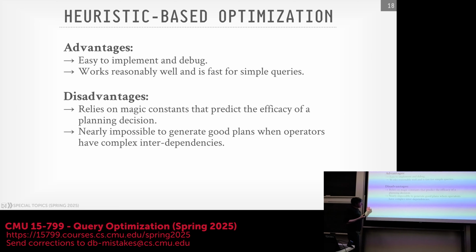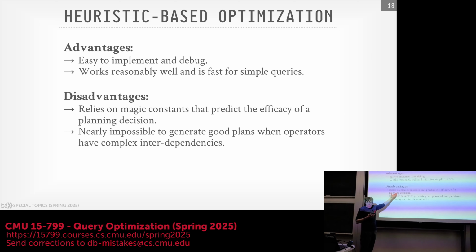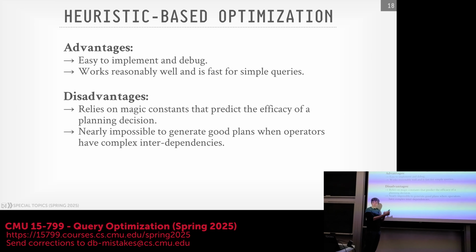The challenge, and this will be a constant theme throughout the entire semester, is that it's going to rely on a bunch of magic constants to determine whether something is going to be a good idea or not. And in most cases, they're not even going to have this. They're going to say, oh, I'm always going to want to do it, because they can't look multiple steps ahead and say, if I do this, what are the implications of it? They just always do it.